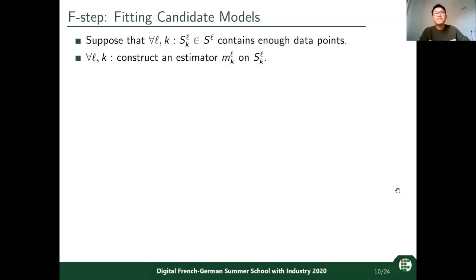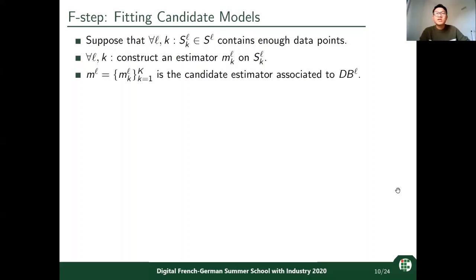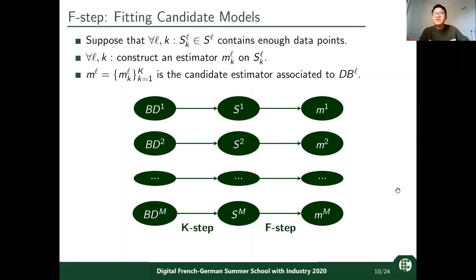It should be really simple, like linear regression and logistic regression in classification problems. The collection of all these local models will be called M_L, which is the candidate estimator associated to Bregman divergence L. And at the end of this step, we have M candidate models corresponding to the M Bregman divergences we used in the beginning.